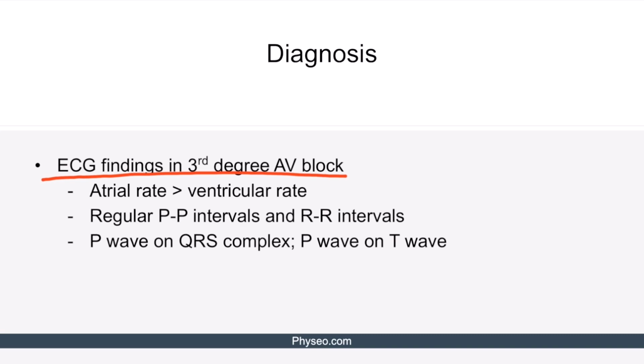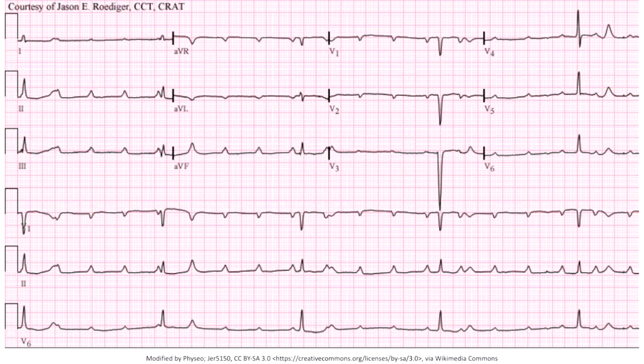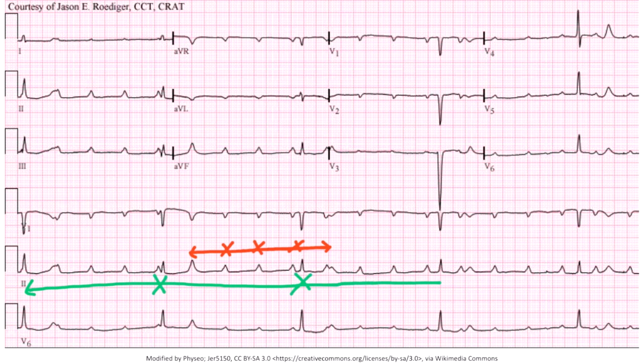First, atrial rate will be higher than ventricular rate because atrial pacemaker is inherently faster than the ventricular one. Additionally, there will be regular PP and RR intervals. This is because atrial and ventricular pacemakers fire after predetermined regular refractory period. Finally, P wave might coincide with the QRS complex or T wave. This is what ECG looks like in third-degree AV block. Please note that PP intervals and RR intervals are regular. In other words, they don't change in length. We also see P wave on T wave.